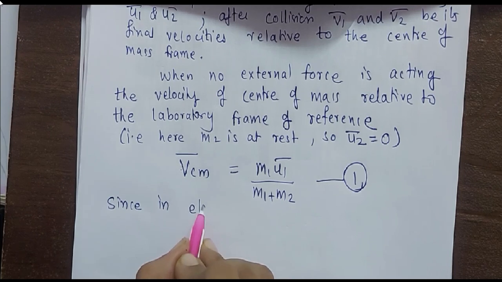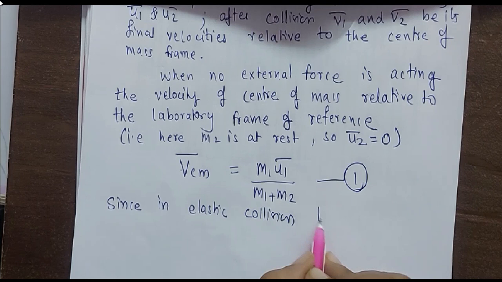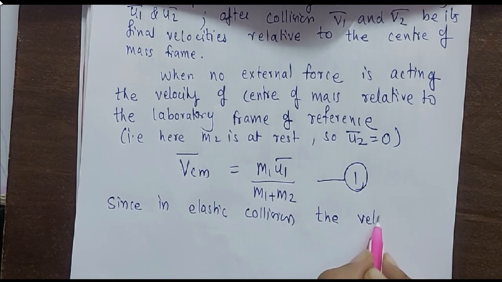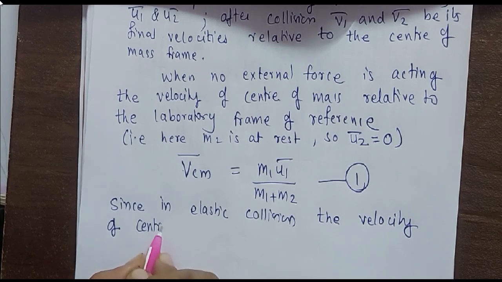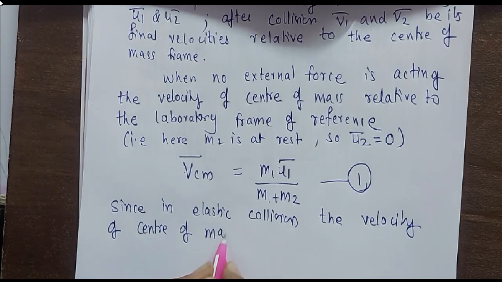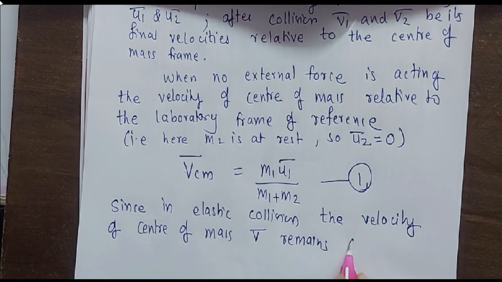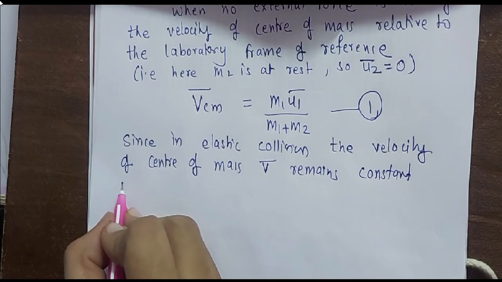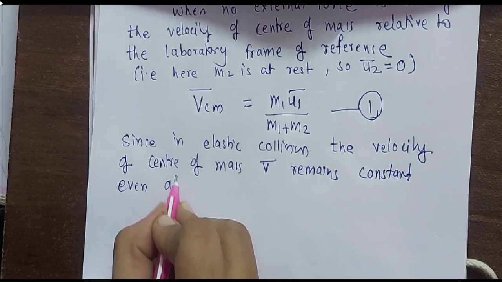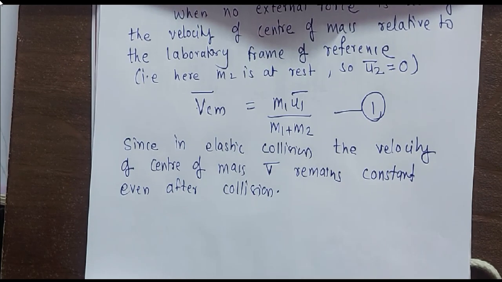Since in elastic collision, the velocity of center of mass V bar remains constant even after collision. Now we will consider Galilean transformation.